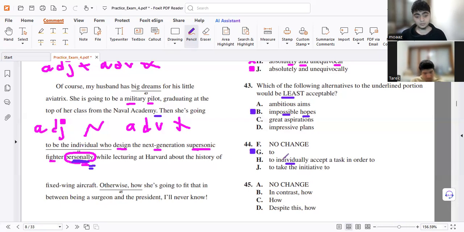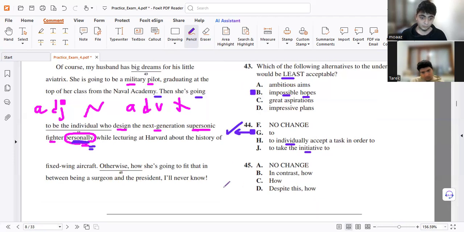See that? Correct. And here it's redundant. Individual means personally. To take the initiative, it means you are going to start. So she said you're already going to. So the same meaning for this one. Number 55. Three transition words, letter C.